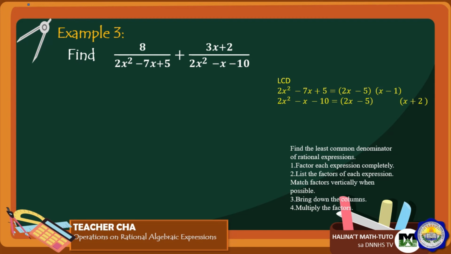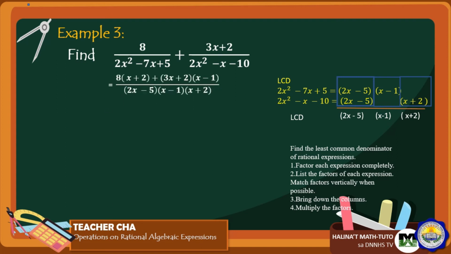Then step 2, list the factors and match factors vertically when possible. So we have there 2x minus 5, x minus 1, and x plus 2. Bring down the columns. So the LCD, 2x minus 5 times the quantity x minus 1 times the quantity x plus 2. And then multiply the factors. So we have the LCD now. 2x minus 5 times the quantity x minus 1 times the quantity x plus 2.